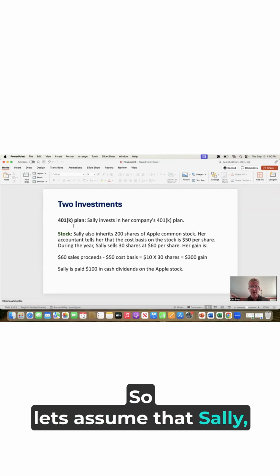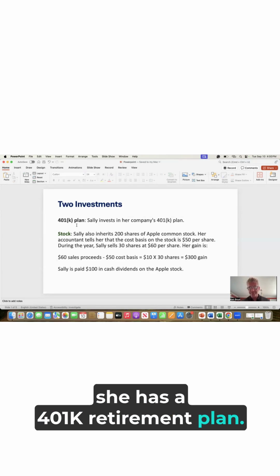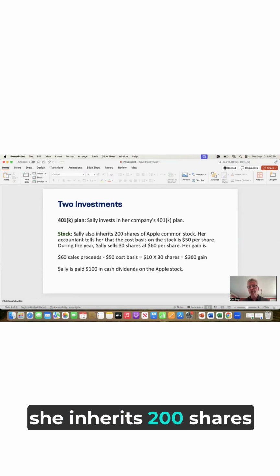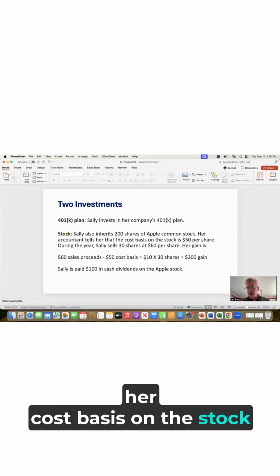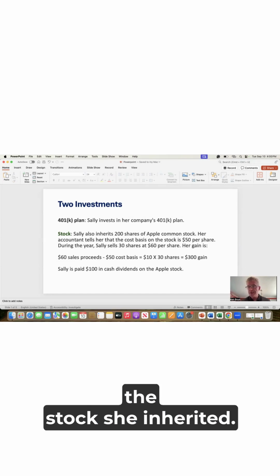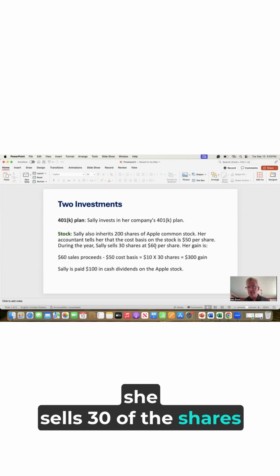So let's assume that Sally, our investor, has two investments. First of all, she has a 401k retirement plan. Secondly, she inherits 200 shares of Apple common stock. Her accountant tells her that her cost basis on the stock, the stock she inherited, is $50 a share. And during the year, she sells 30 of the shares for $60 a share.